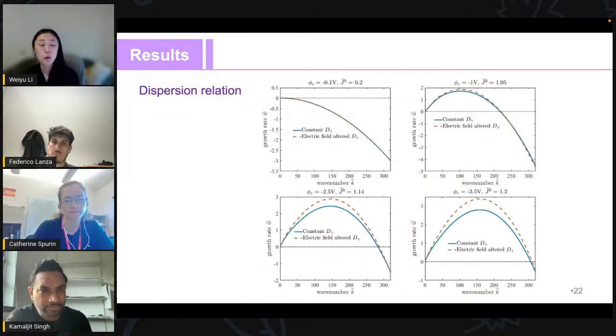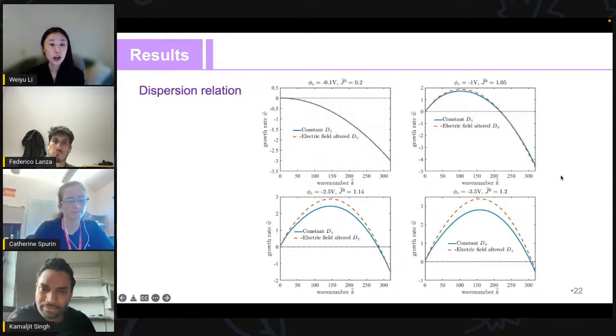And finally, here I show the numerically computed growth rate plotted against the wave number, using constant diffusion coefficient and electric field dependent diffusion coefficient, for several applied electric potentials. Here we can see that at a low electric potential, the growth rate is 0 for a range of wave numbers, which means the electrode surface is unconditionally stable.